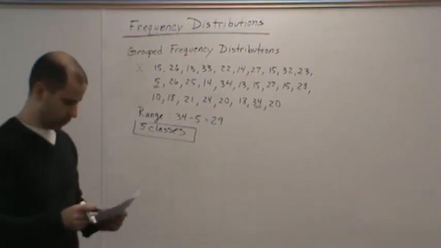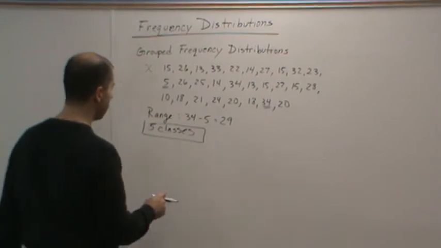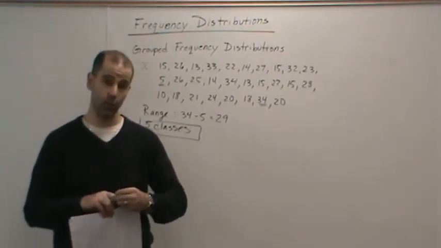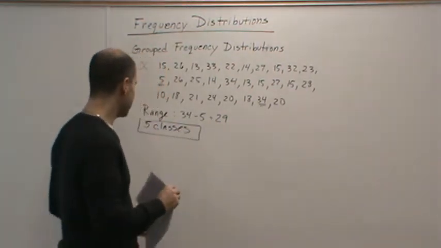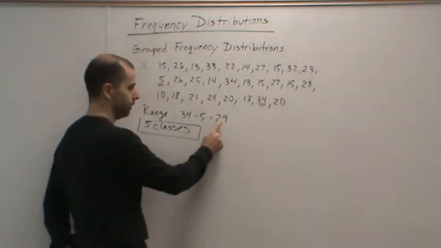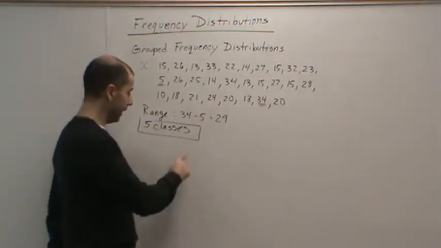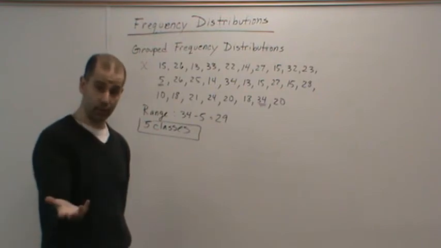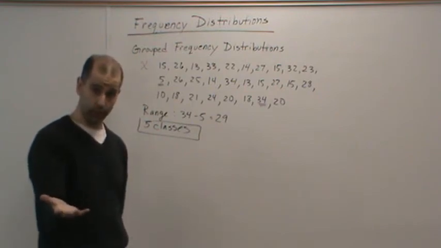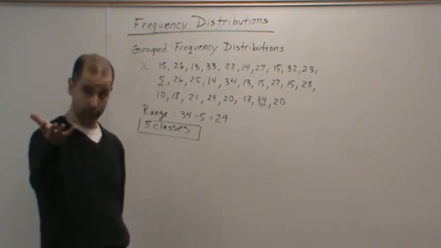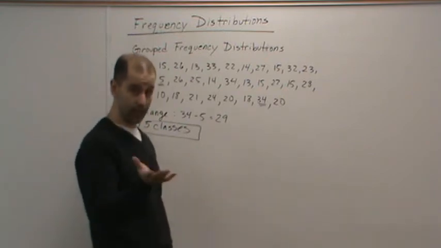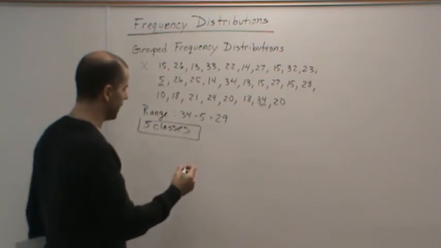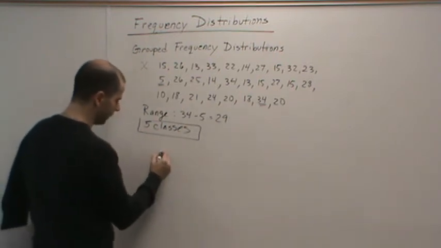Okay, so here's what we're going to do. The range is 29. The first thing we have to do is figure out what our class width is going to be. Our class width is determined using our range and the number of classes. This is important: in order to get the width, they have to tell you how many classes you're going to deal with, or you have to pick the number of classes, again 5 to 20. Now there are 5 classes. So here's how we calculate the class width.